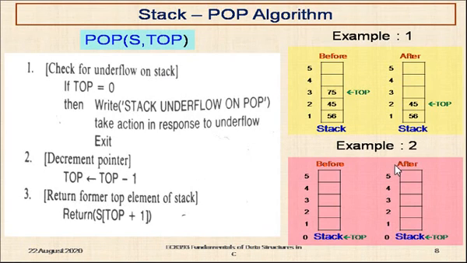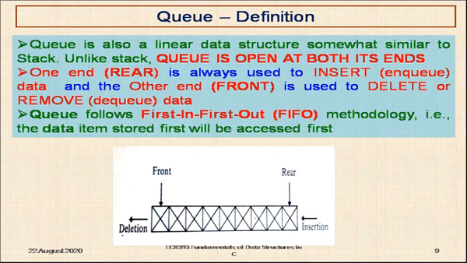Now let us take the second example and go through the procedure of the pop operation. In the second example, top is equal to 0. That means stack underflow condition. So the condition is satisfied. So it will write what? Stack underflow. It will come back to the calling program. Fine. So this is all about stack.